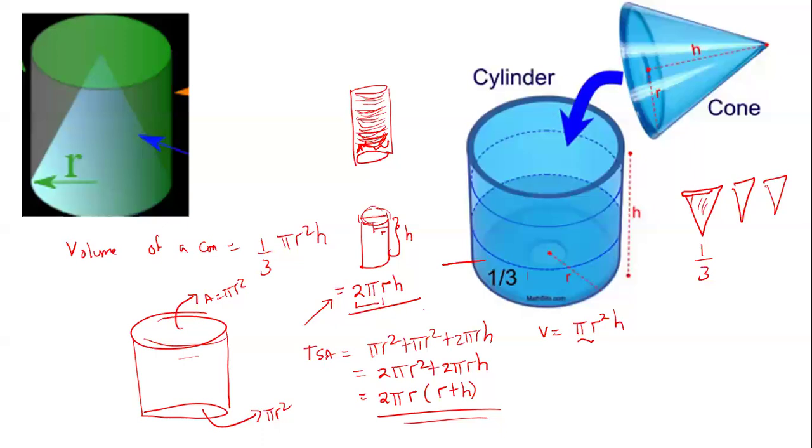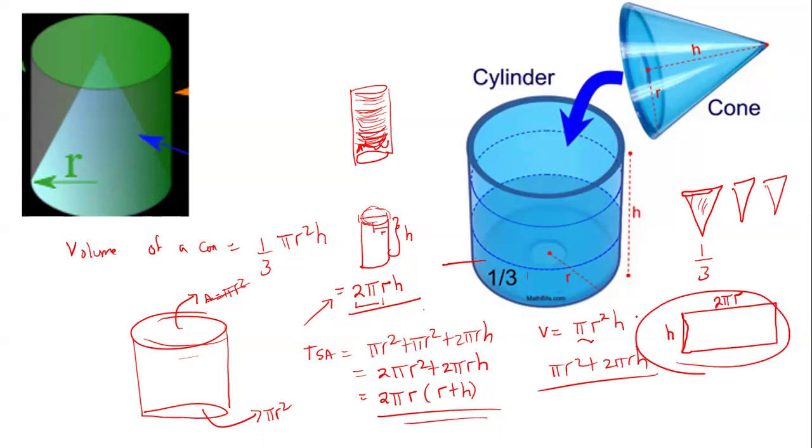But sometimes they can tell you the cylinder is open. If it is an open cylinder, that means up here you neglect one of the circles, and your formula becomes pi r squared plus 2 pi r h. That is when the cylinder is open at one end. I also want to bring to your attention that the curved surface area, when I open the cylinder, is that figure that looks like this. This curved surface gives us the 2 pi r, and this is the h. So we get it from that point.